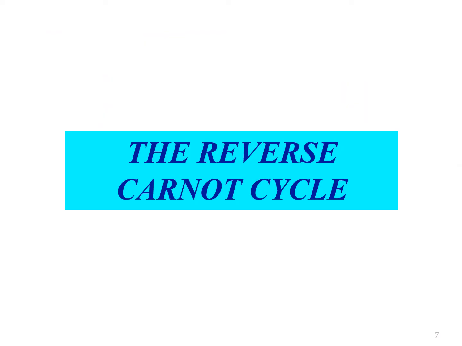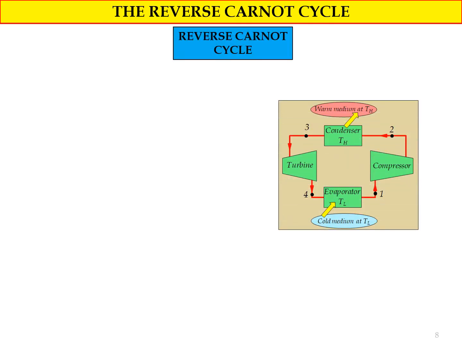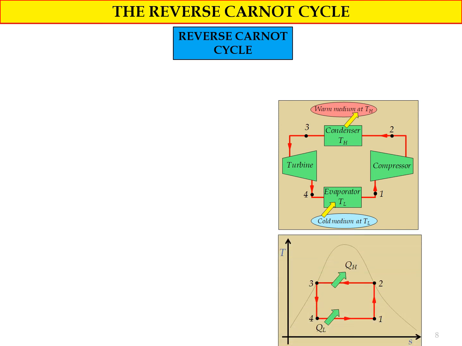The reverse Carnot cycle. As you can see, this is the simplified diagram of the reverse Carnot cycle, and this is the TS diagram of the reverse Carnot cycle. From this TS diagram, you can see that the arrow direction is opposite to that of the Carnot cycle. Since the Carnot cycle is reversible, this process is possible.